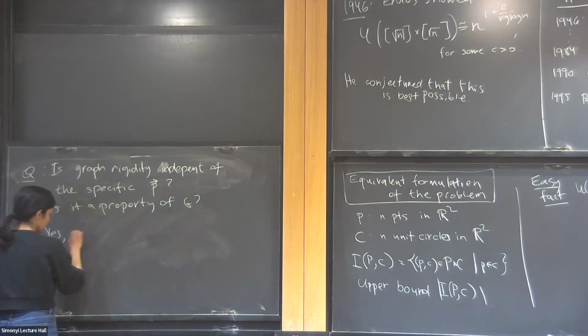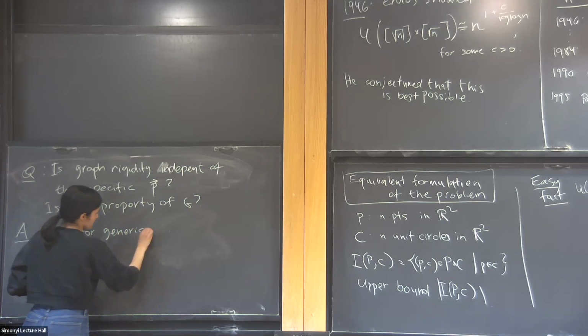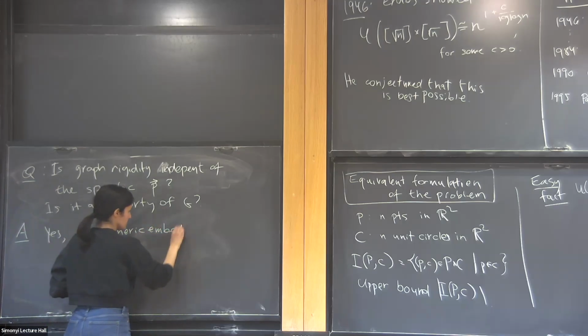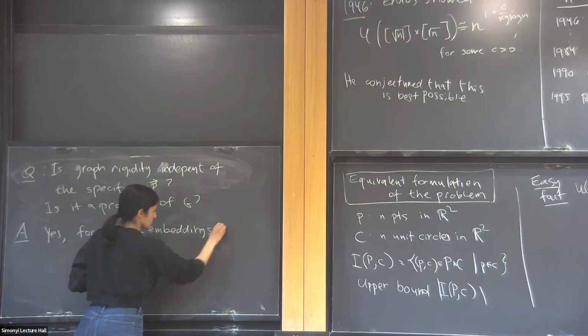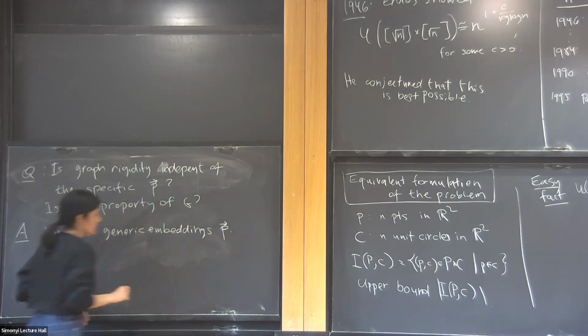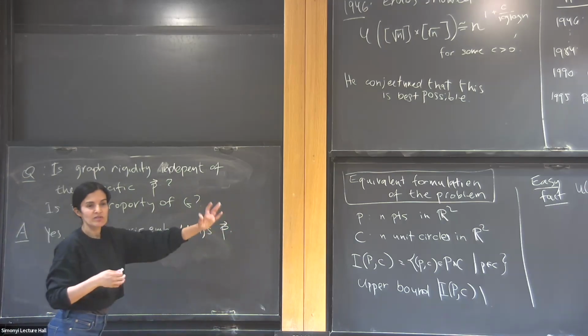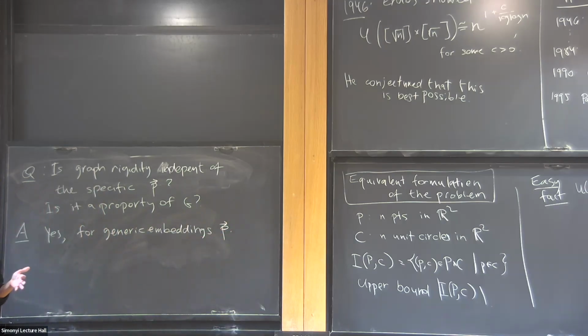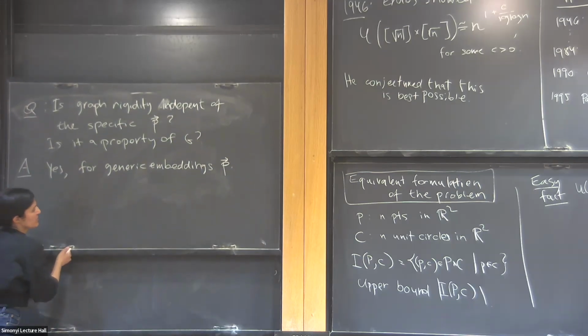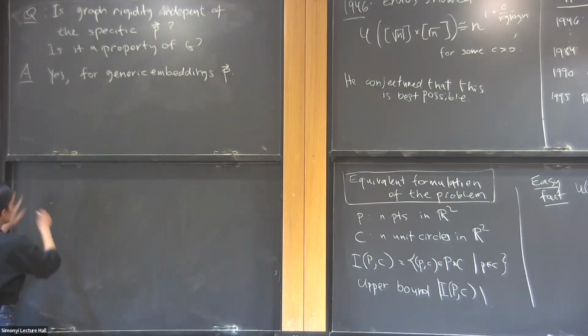So yes, for generic embeddings P prime, the answer is always the same. You give me the graph, and either for all generic embeddings the framework that I get will be rigid, or I will always get a non-rigid framework. So let me just give examples.